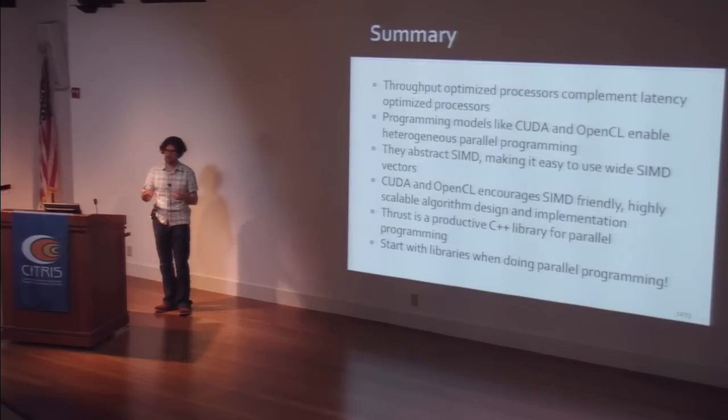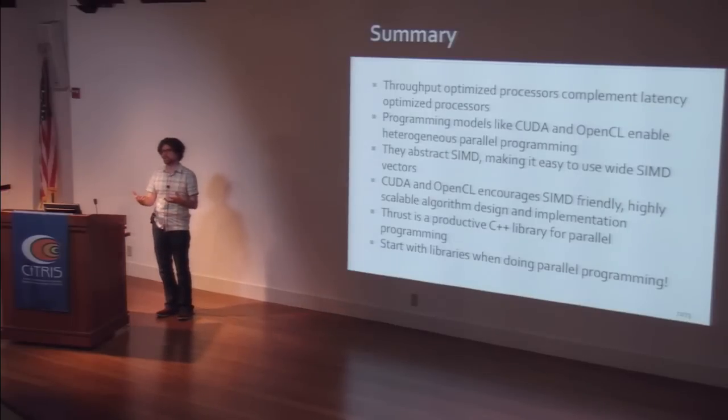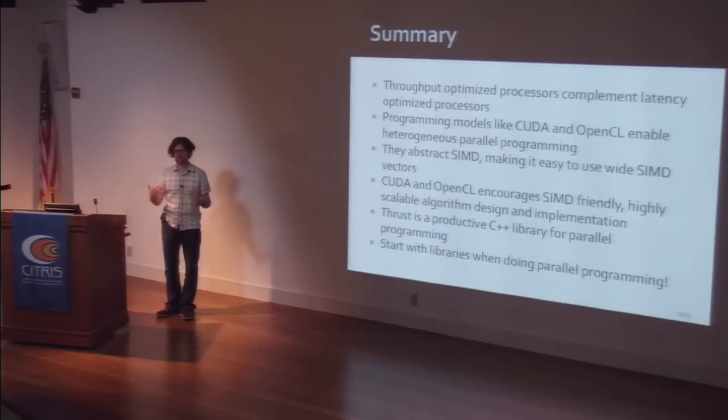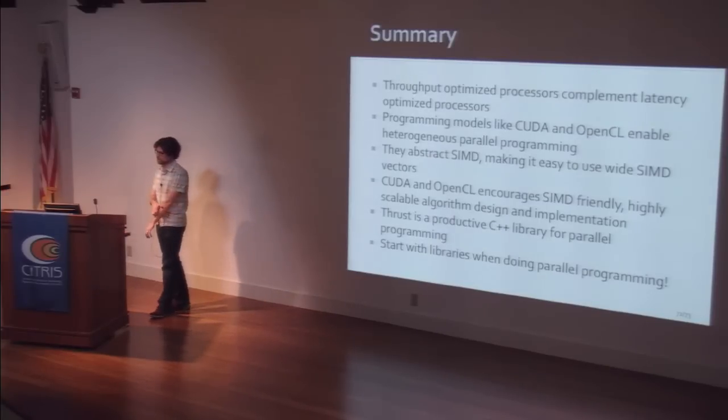CUDA and OpenCL are the low-level ways that we target GPU-like processors. They abstract SIMD, which I think is a neglected form of parallelism, but increasingly important, both for CPUs as well as GPUs.